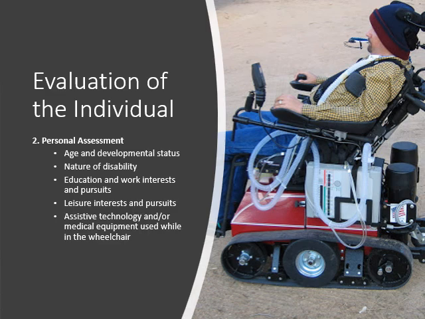What about leisure interests and pursuits? Does this person have a special sport that they participate in? There are wheelchairs designed for special sports, like basketball, for example. We want to consider the patient's daily routines and habits, their goals and desired occupations, and, as I've mentioned before, any other assistive technology or medical equipment they need while in a wheelchair. For example, a ventilator. In the picture we see a gentleman using a ventilator that's mounted onto his wheelchair.